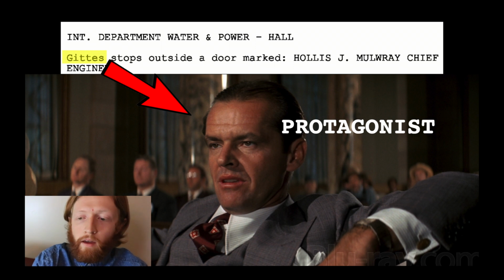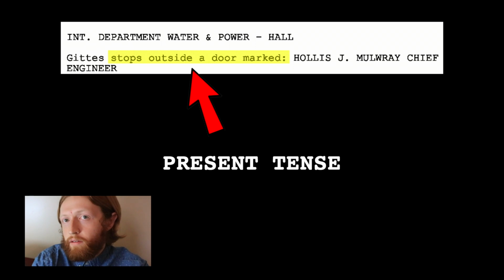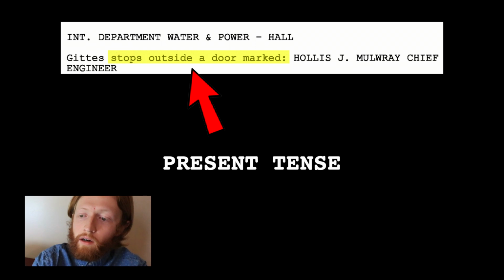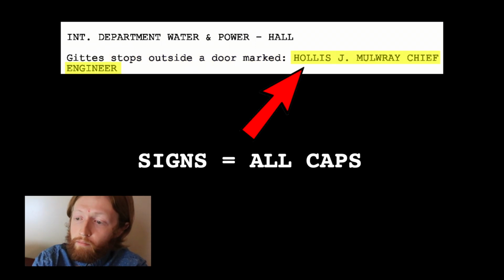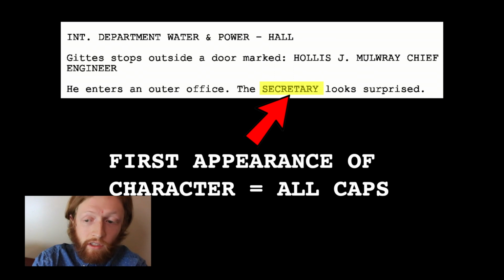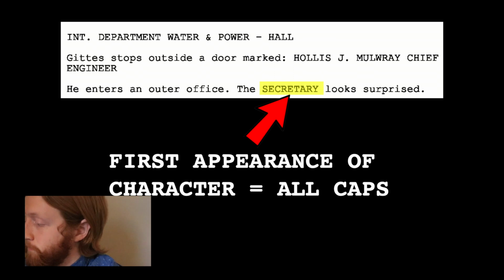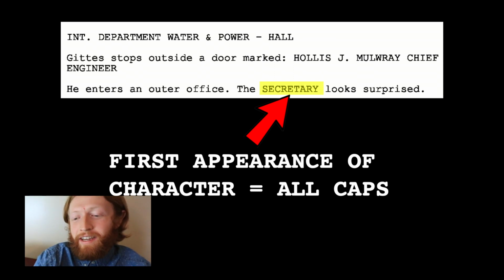Jack Nicholson plays him. Gittes stops outside a door marked, and notice that actions that take place in a screenplay are always going to be in present tense. There's no past tense. So Gittes stops outside of a door marked, and then we have Hollis I. Mulwray, Chief Engineer, in all caps. Why is it in all caps? Because it's on a sign. It's the sign on the door that he's about to enter. He enters an outer office. The secretary, and since this is the first appearance of the character, she's in all caps.